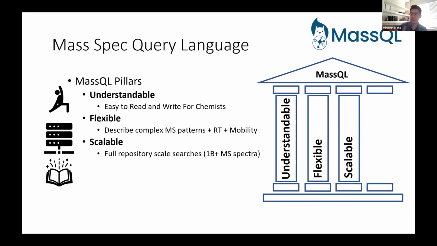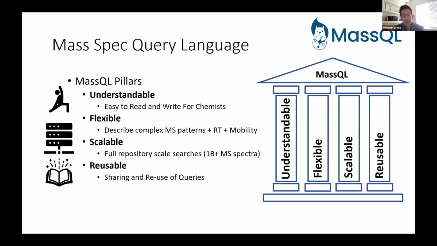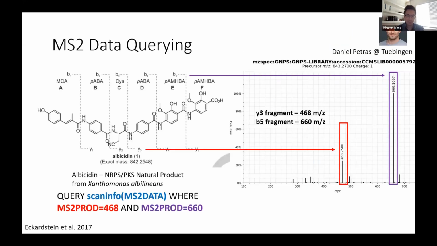So if you express a particular pattern, you can search one file, or you can go all the way up to the entire repository. And we want this to be reusable, right? If you encode your knowledge essentially as a little sentence, you want to be able to not think about that again. You can give this to a trainee so you can get them started analyzing data, and you can share it with people across the community. Those are the four pillars of MassQL.